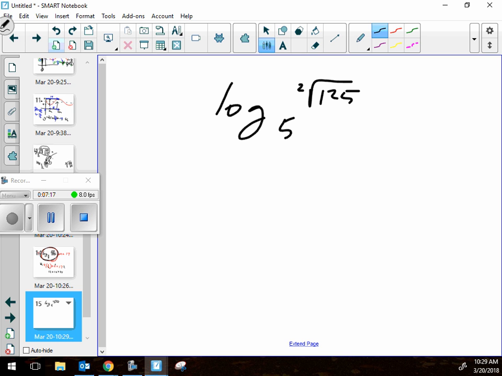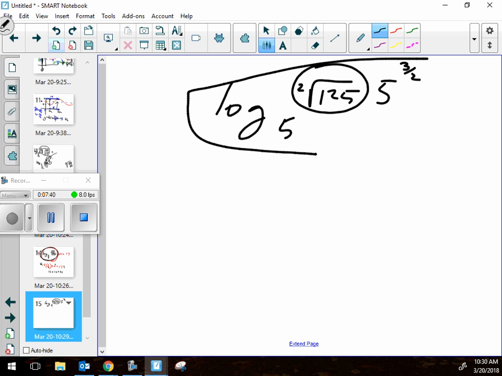What's this one equal to? Don't say it, think it. So that's really 5 to the third in there. So this is really all 5 to the 3/2. How many of you had that in your head? Good. So that's all equal to 3/2. Okay. So this whole thing is just 3 over 2. All right.